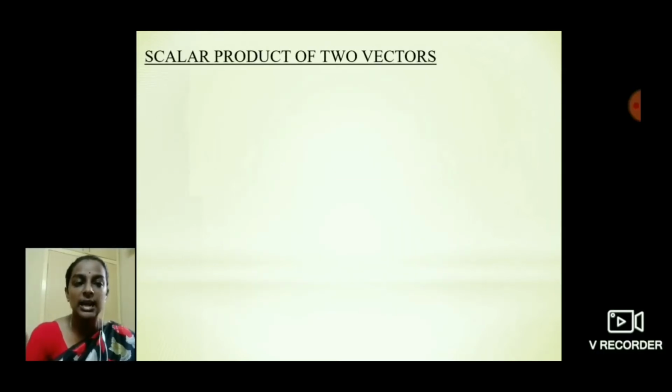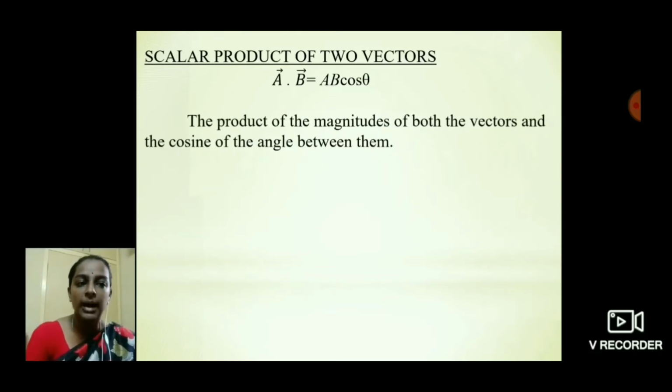Next is the scalar product of two vectors. Scalar product is the dot product. That is given by A vector dot B vector is equal to AB cos theta. From this we can define the scalar product of two vectors as the product of the magnitude of both the vectors and the cosine of the angle between them.